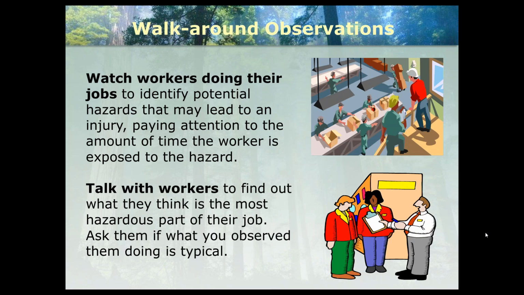Watch workers doing their jobs to identify potential hazards that may lead to an injury. Pay attention to the amount of time the worker is exposed to the hazard. That reduces risk. Every way you can in your facility, if you can reduce risk, then the potential for an injury is lower. Talk to workers to find out what they think is the most hazardous part of their job. Ask them if what you observe them doing is typical, or is this just a Tuesday every week, or is this a non-routine type task?